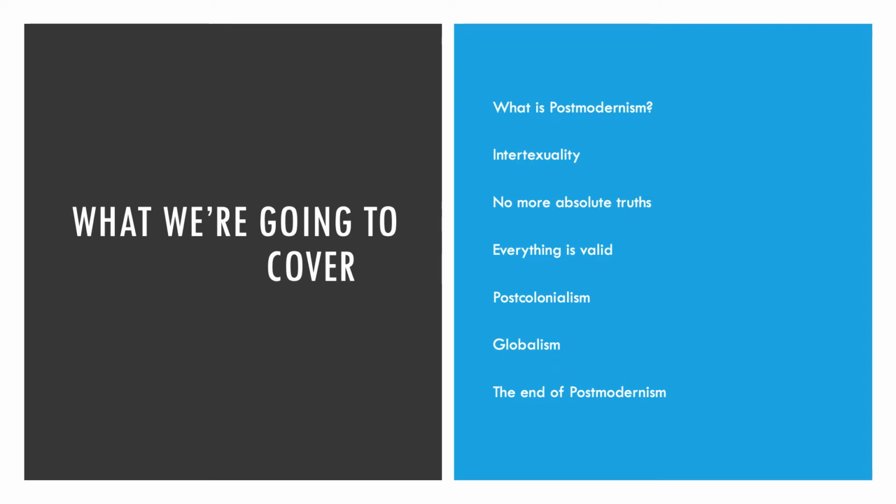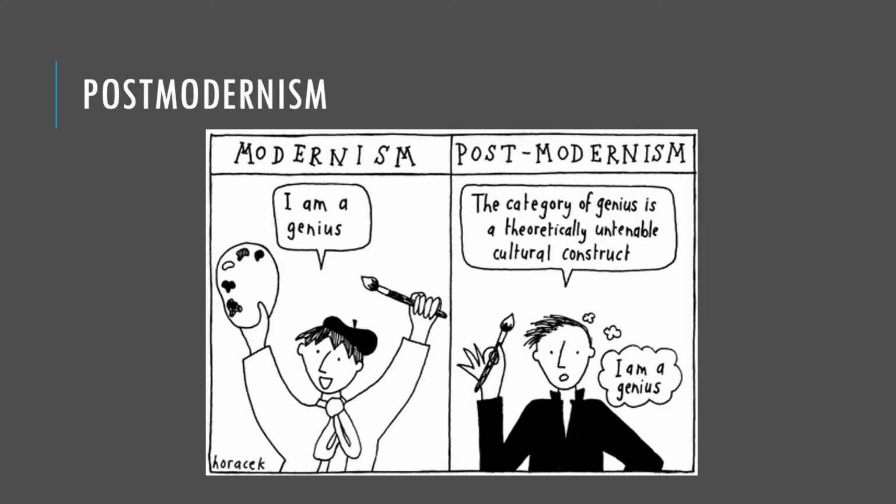This is what we're going to cover in this fairly brief lecture on postmodernism. What is it? And then we're going to look at some aspects of it, listed there: intertextuality, truths, validity, post-colonialism, globalism, and of course then the end of postmodernism, because we're no longer in a postmodern world. Some people are calling it postmodern, and there are other different names too, and some of those we'll look at.